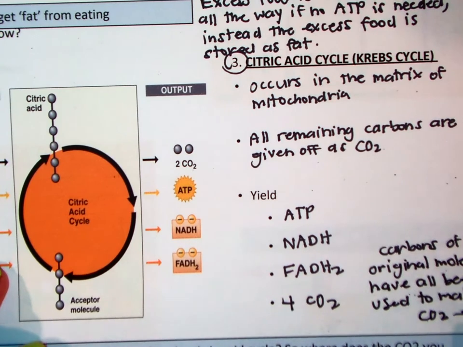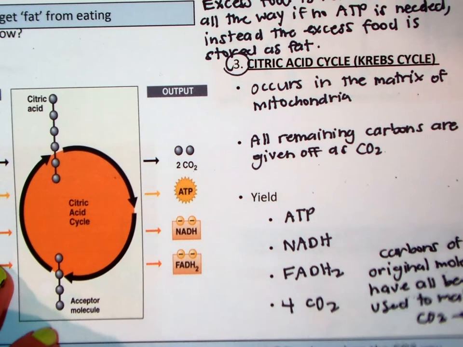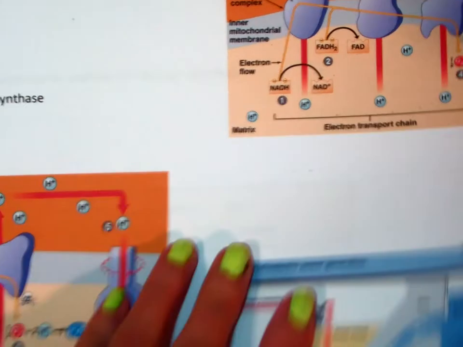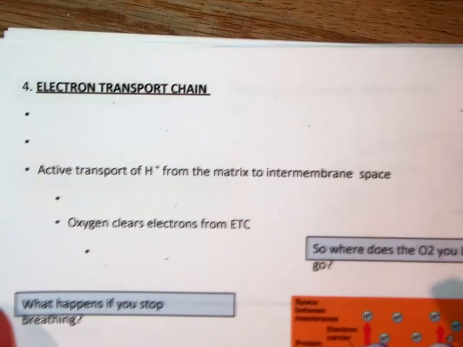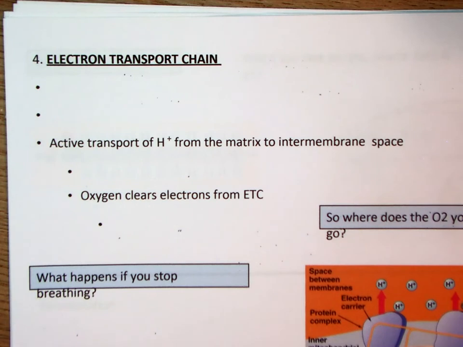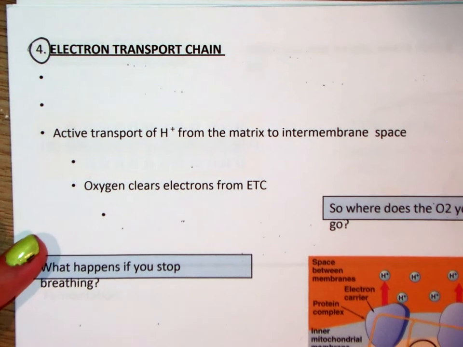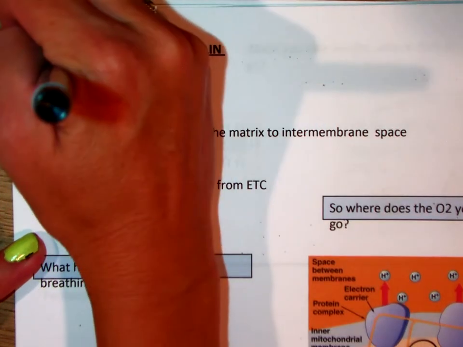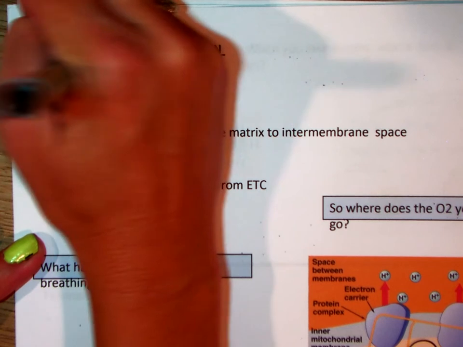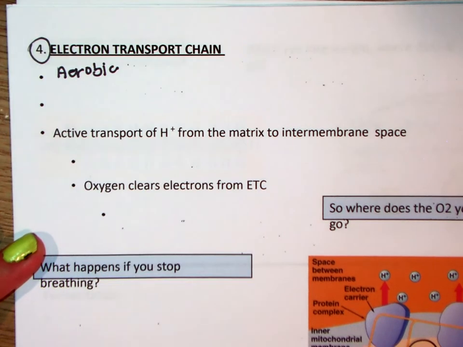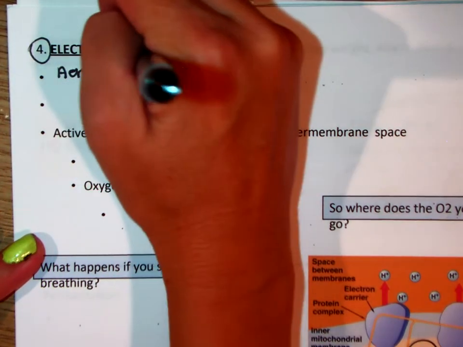Okay. I hope you're still with me. Our fourth and final step. This is where the big money is made. The electron transport chain. Alright, this is where the majority of our ATP is made. So far we've made a little bit. Not a whole lot. And this is aerobic. So we need to have oxygen.